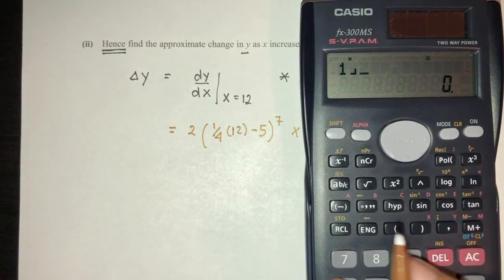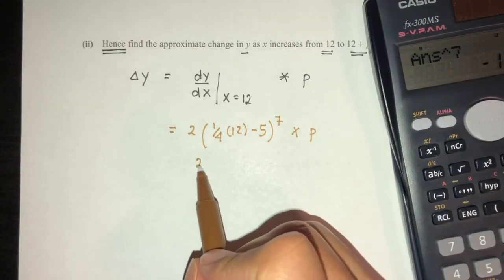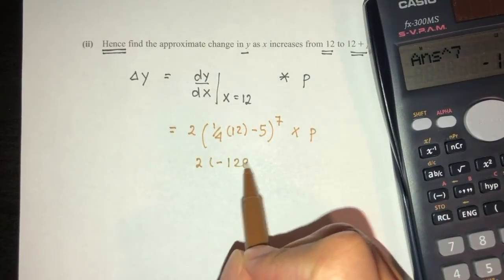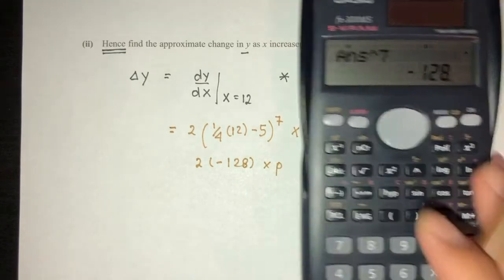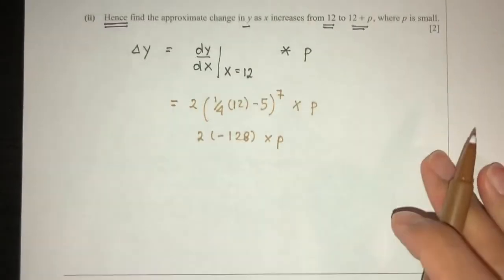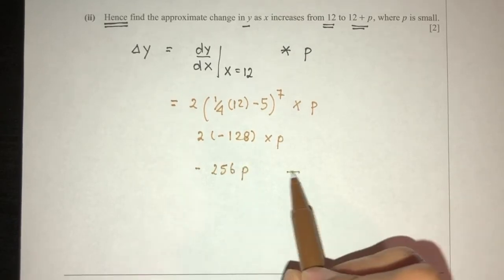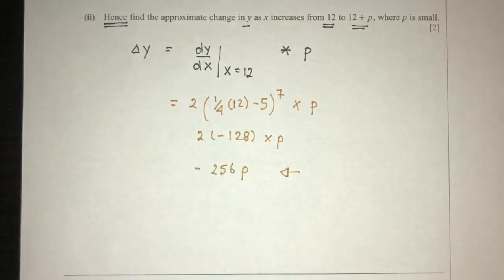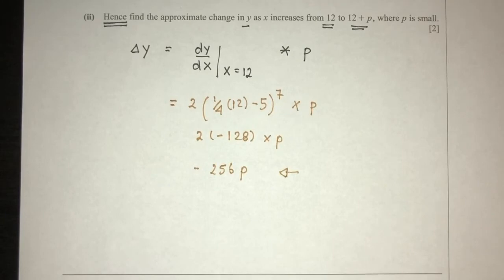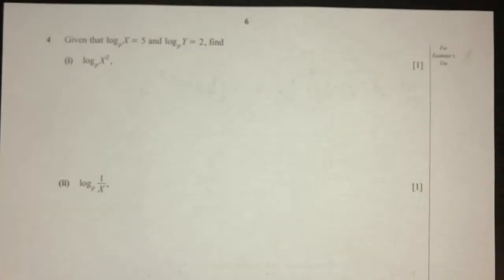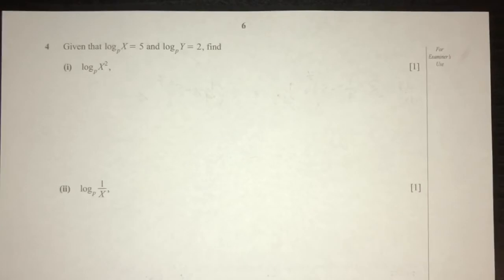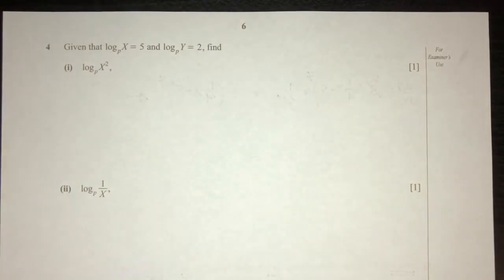1 over 4 times 12 is 3, minus 5, power 7. That will be 2 times minus 128 times p. That will be times 2. So your answer will be minus 256 p. Okay, and that is your answer for question number 3. Let's move on to question number 4.